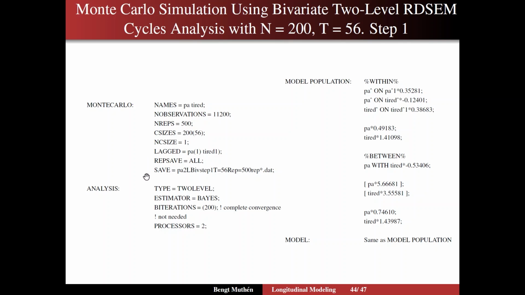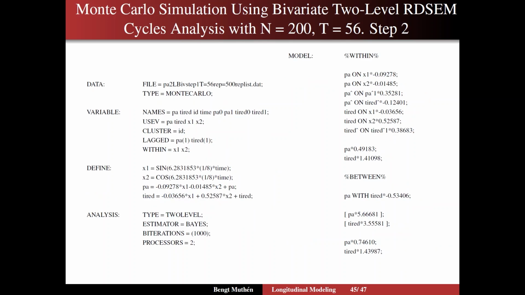And we do the rep save, and once again we don't ask for complete convergence. Model population, here are the residual relationships that we generate, and here are the values for the variances, and then the between model where covariances, means, and variances are given. And as always, we'd like to have the same model as model population, so I don't repeat that.